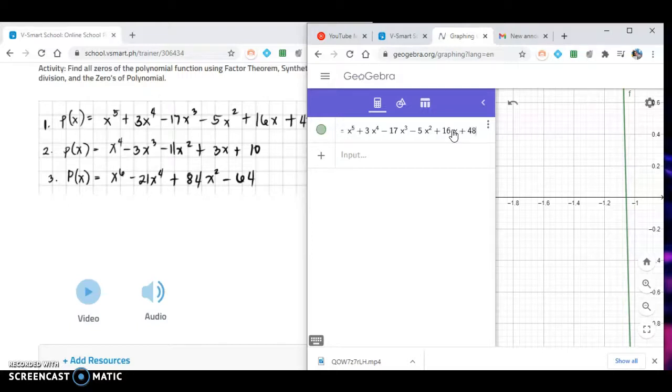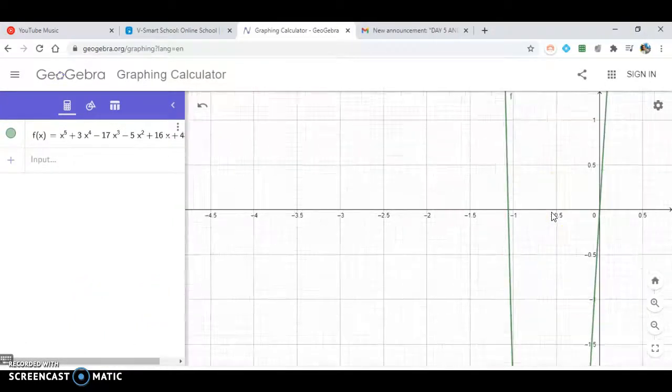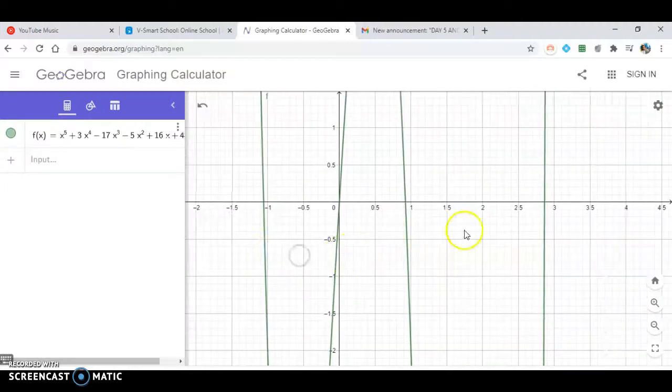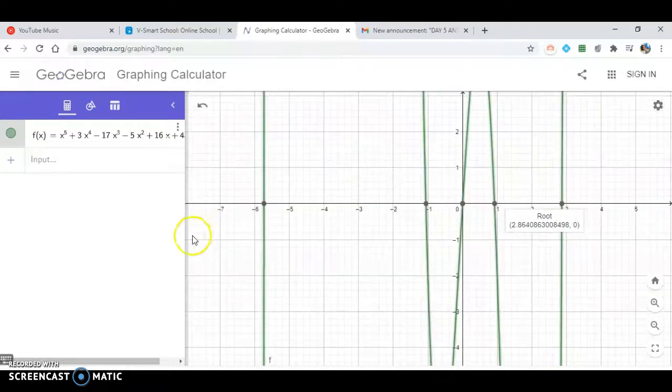Okay. Looking at the degree of this polynomial equation, we have 5 as the degree. Therefore, we are looking for 5 roots of the polynomial equation. So, let's try to find out ano yung mga roots ng ating polynomial equation. So we have 1, 2, 3, 4. Meron pa ba? Oh, meron. Ayun. We have 1, 2, 3, 4, 5.